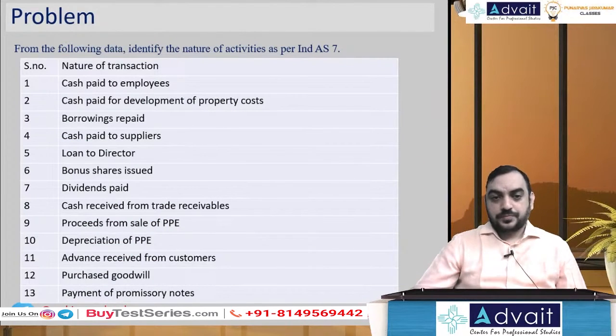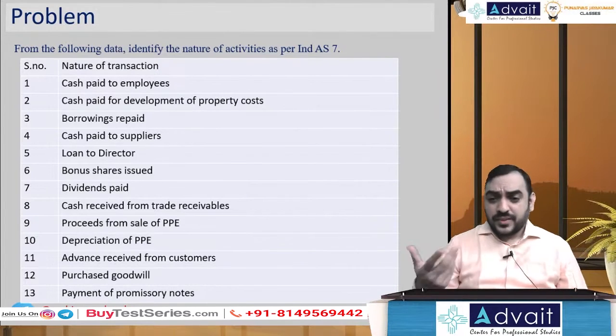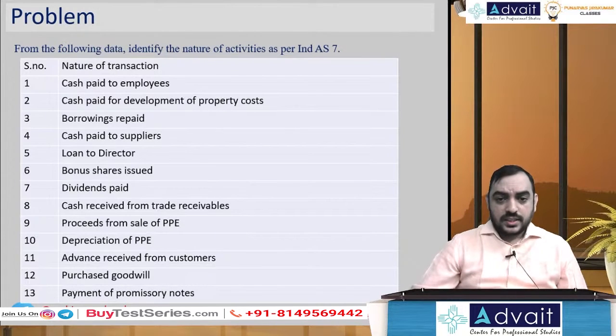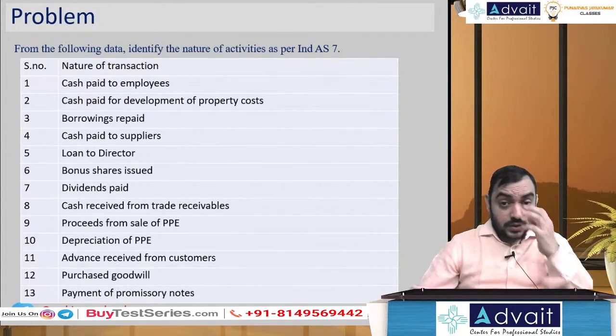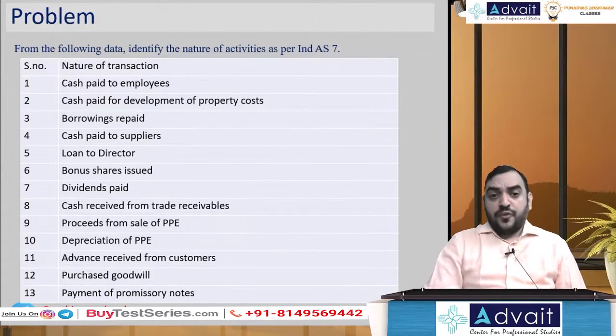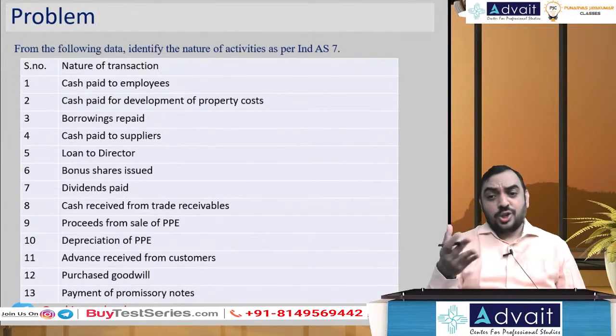Next. Okay, this problem is a very simple one. Still, we'll discuss. This is an RTP June 2021 question. Simple one. From the following data, identify the nature of activities as per Ind AS 7. You have to classify whether it is operating, investing, or financing. Very simple, right? Let's do it together.